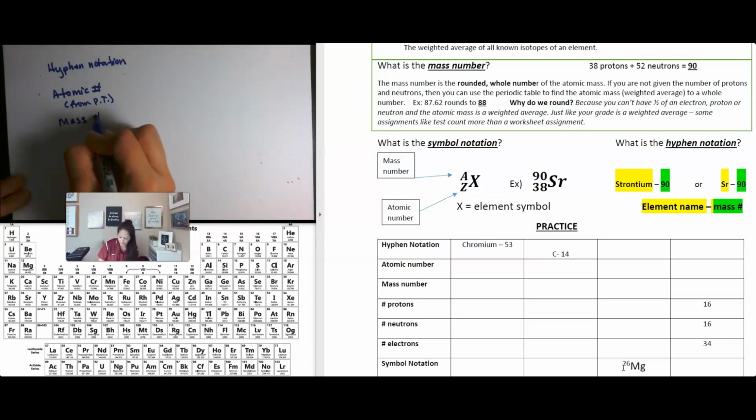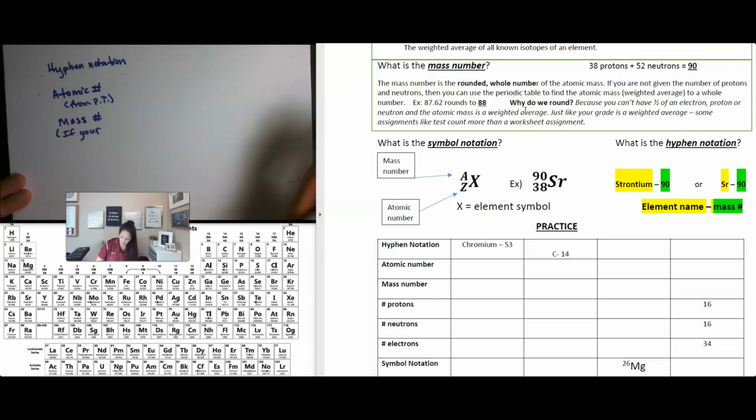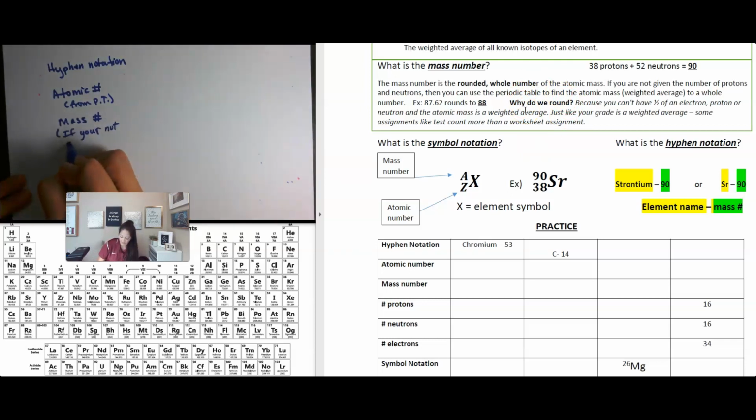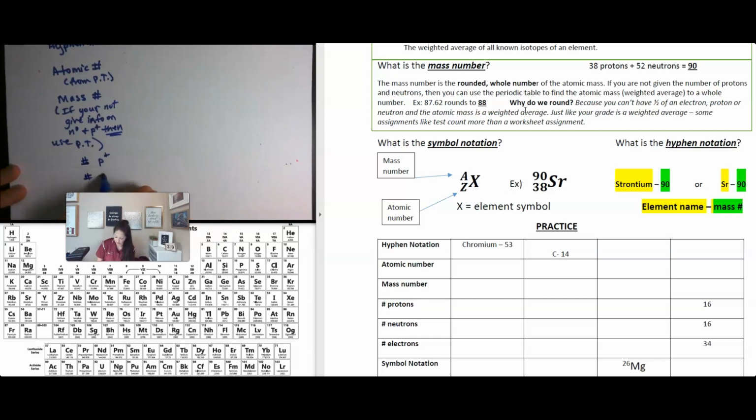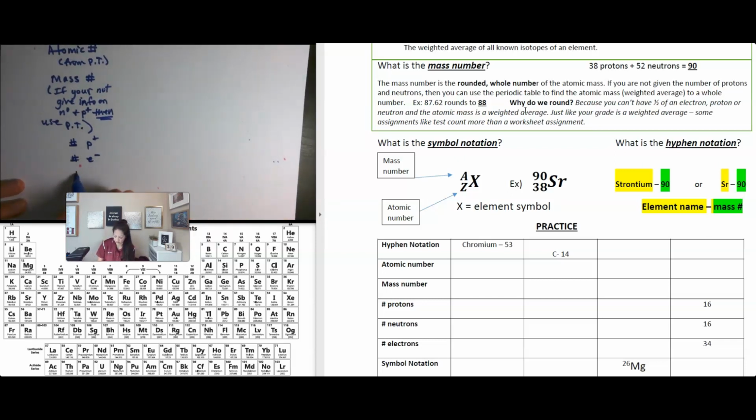Our mass number. There's two ways to find this now. If you're given info, and that's what all of this is saying up here. If you are not given the number of protons and neutrons, then you use the periodic table. But if you are given them, then we do not use the periodic table. We use what is given. So if you're not given info on neutrons and protons, then you use the periodic table. Okay, then we're going to find our number of protons, and we'll find our number of electrons, and our number of neutrons. I'm going to switch this because on your paper it's in this order, and I want to make sure we're on the same page. So protons are positive, neutrons are neutral, electrons are negative.